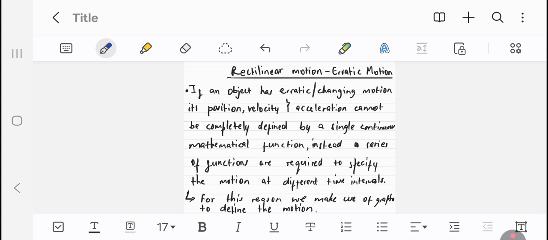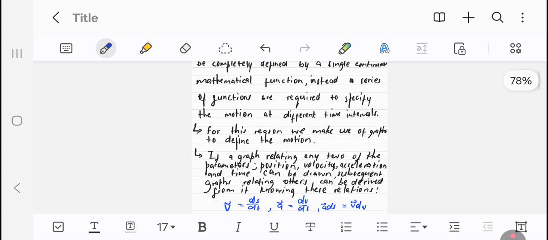I have got two. So for this reason, we make use of graphs to define the motion. Instead of just one continuous mathematical function, a series of functions are required to specify the motion at different time intervals. So I will require a series of functions instead of one function, and at different time intervals. For this reason, we make use of graphs to define the motion, so that we can divide it into time intervals. It's going to be easier for us to see it when we use the graphs, because we can see the relationship where it changes.